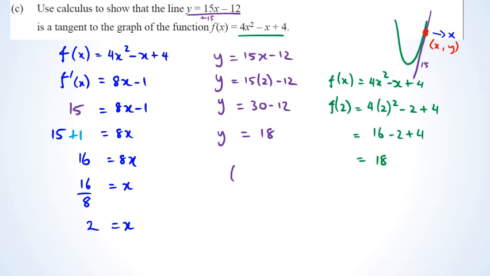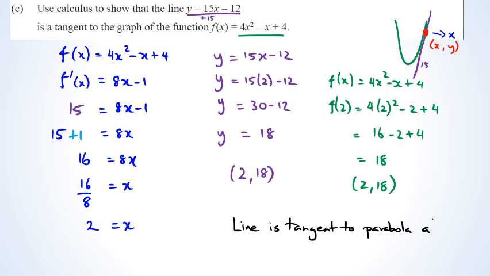So from here I can see the purple line goes through (2, 18), and the green parabola also goes through (2, 18). And so I can basically say, because of this, what can I say? Line is tangent to parabola at (2, 18). All right, basically we've actually proved that both of those graphs go through that point (2, 18).